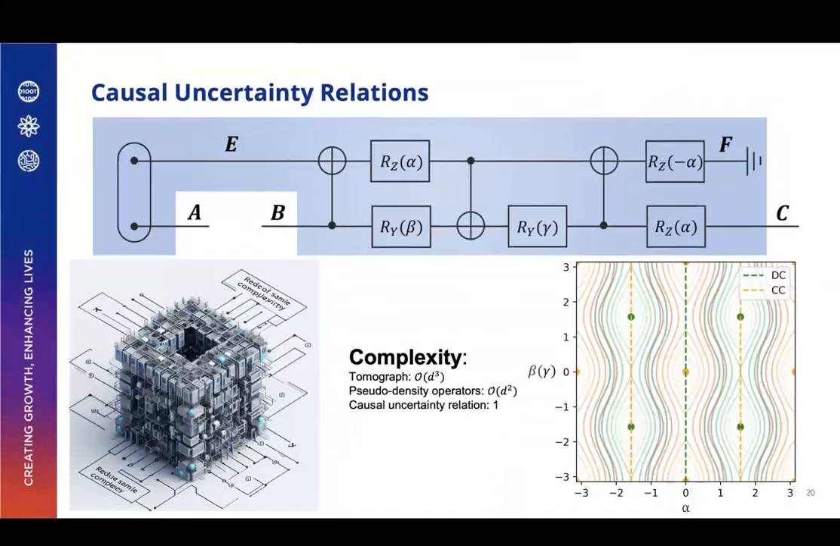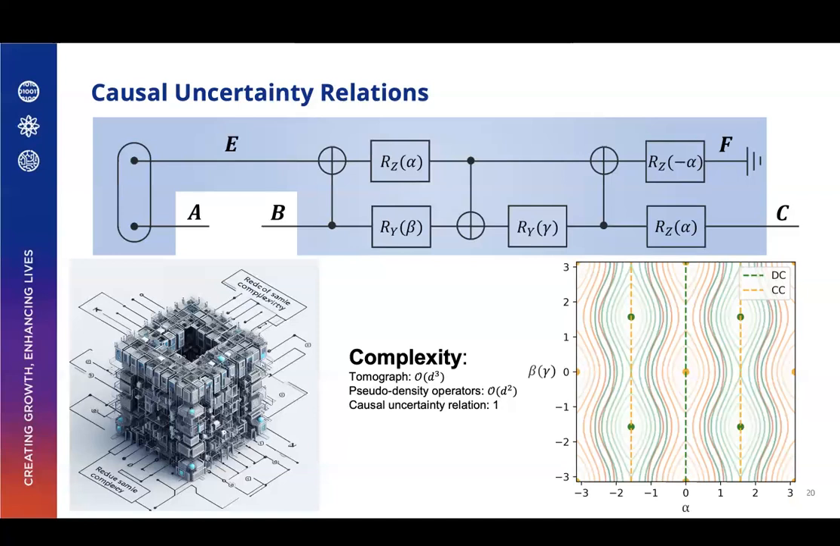Let's compare with previous criteria. You can see here that for different parameters, we can use the causal uncertainty relation to investigate the causality associated with different parameters, except for the points shown here, like the yellow dots and the green one. Besides these dots, you can figure out its causality.